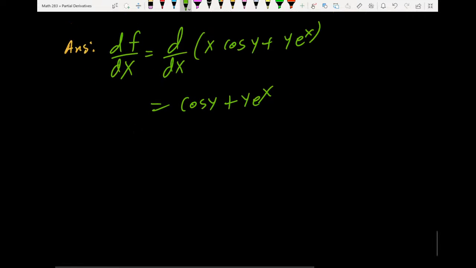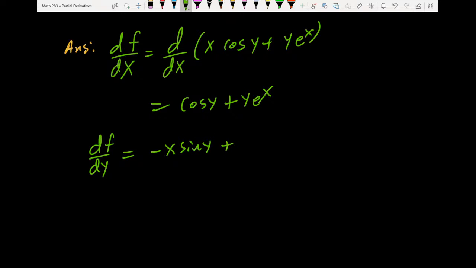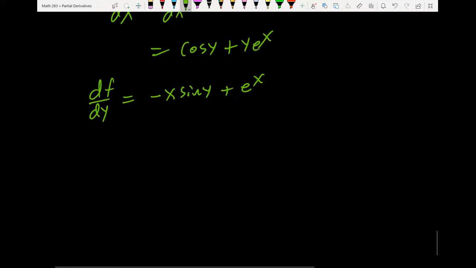Oh, let's do one more. df dy. What's df dy? In this case, we would get negative x sine of y plus e to the x. So we got these two done, right? Now, how do we do the next part?